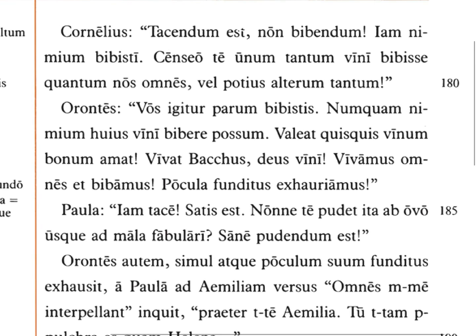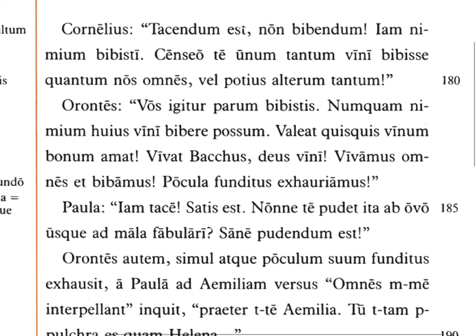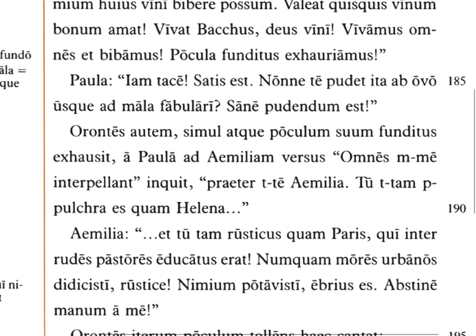All right? So this is a little bit like up above when we had the takindum est, it must be quiet, non bebindum, not to be drunk. And I said, it's kind of like you should be quiet, not drink. And then here, clearly you ought to be ashamed. Sane pudendum est.